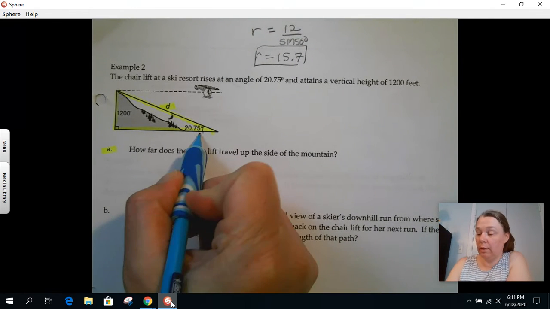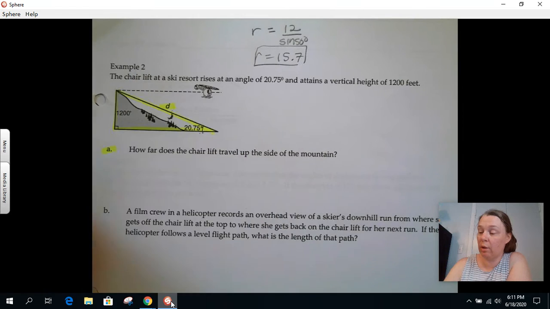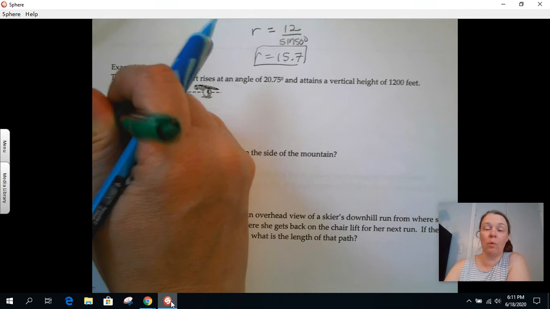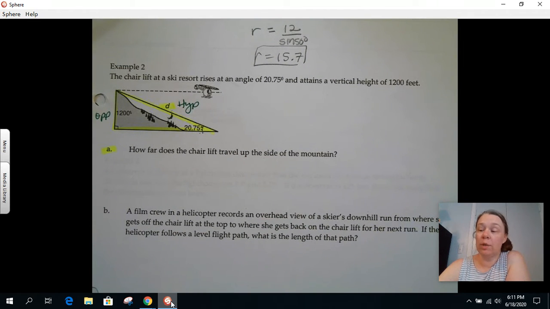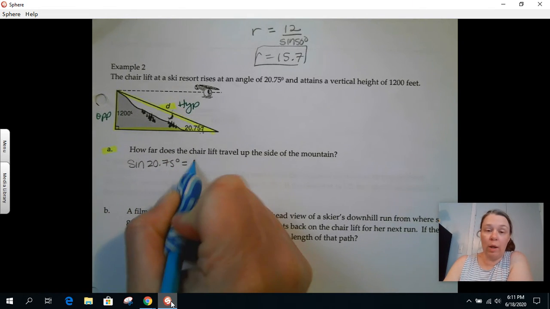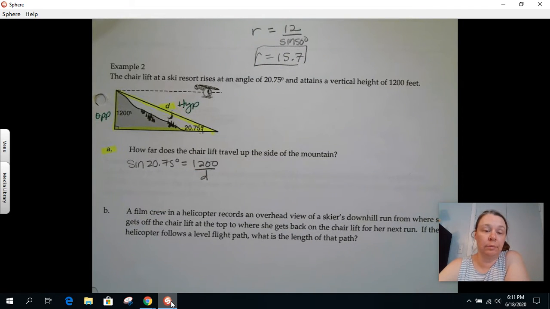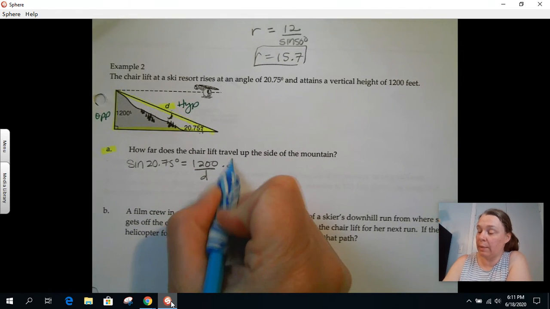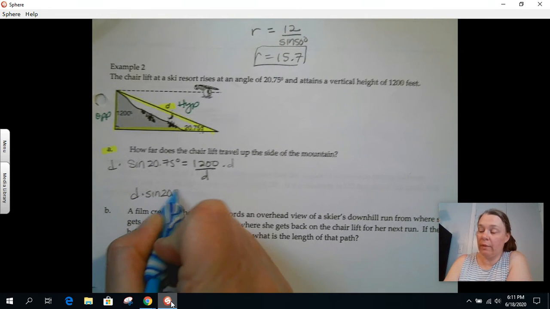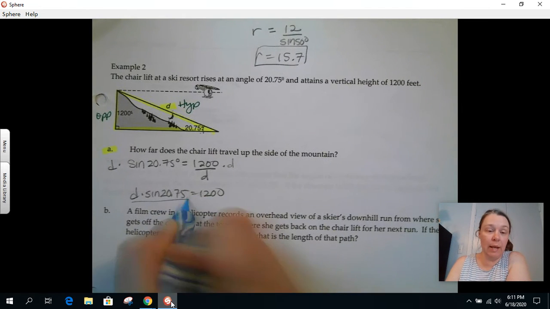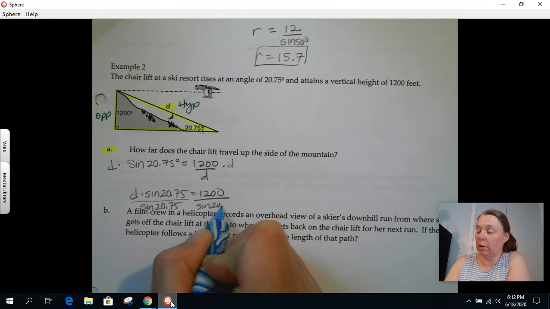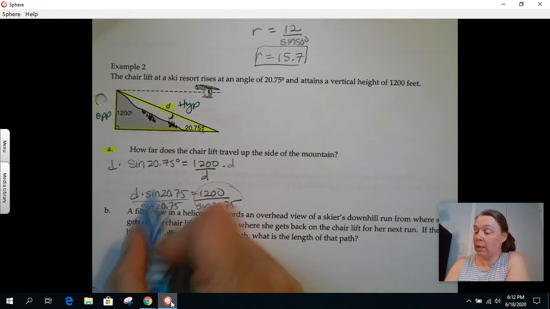Okay, I know this is the hypotenuse of my right triangle right here. I know the side across from the angle, that's opposite. So I think, well, what trig ratio relates opposite and hypotenuse? It's sine again. So the sine of my angle, which is 20.75 degrees, is 1,200 divided by d. And then I'm going to solve that equation. I can multiply both sides by d. And so then I have d times the sine of 20.75 equals 1,200. And then to get the d by itself, I'm going to divide by the sine of 20.75. And I would just put this into my calculator because this all cancels out.